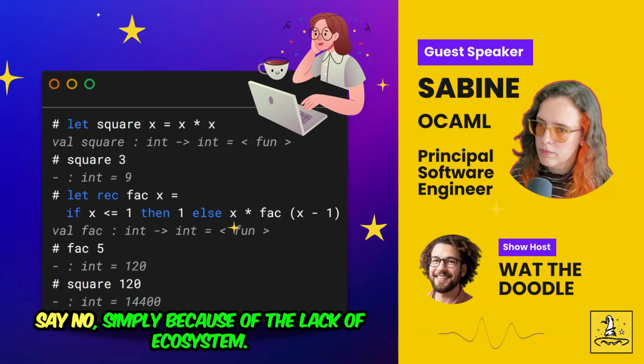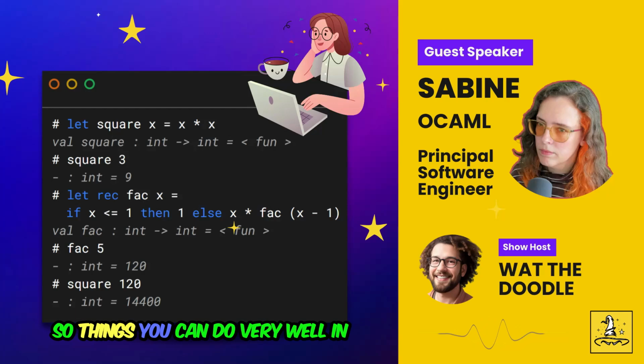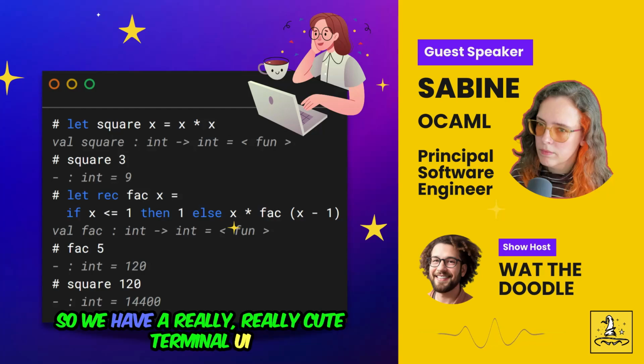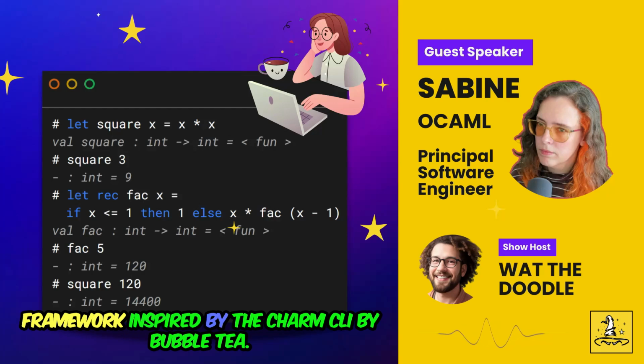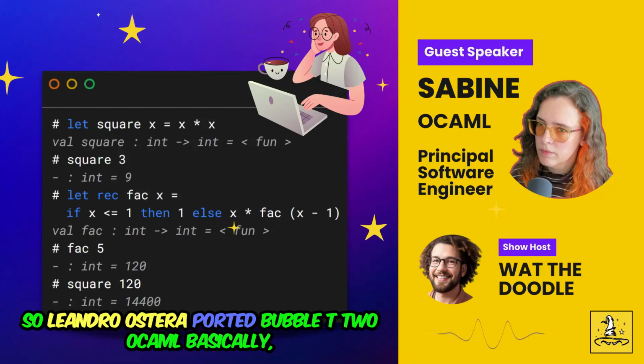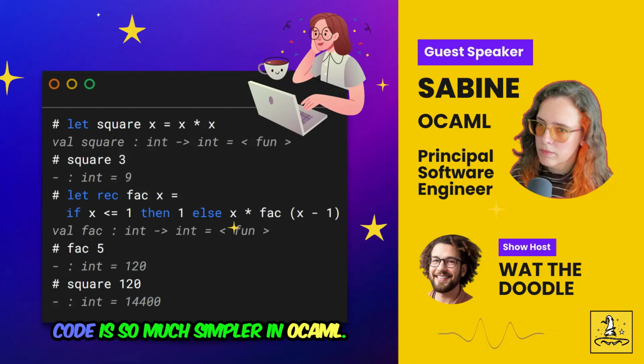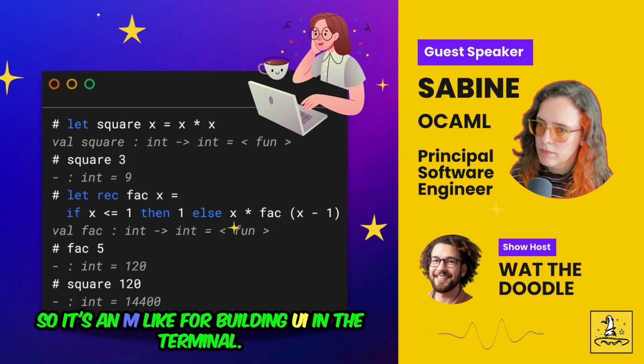Right now, I would say no, simply because of the lack of ecosystem. So things you can do very well in OCaml right now are CLI applications. We have a really, really cute terminal UI framework inspired by the Charm CLI by Bubble Tea. Leandro Ostera ported Bubble Tea to OCaml basically. And as we ported that, it simplified so much. The code is so much simpler in OCaml, that is really nice. So it's an Elm-like for building UI in the terminal.